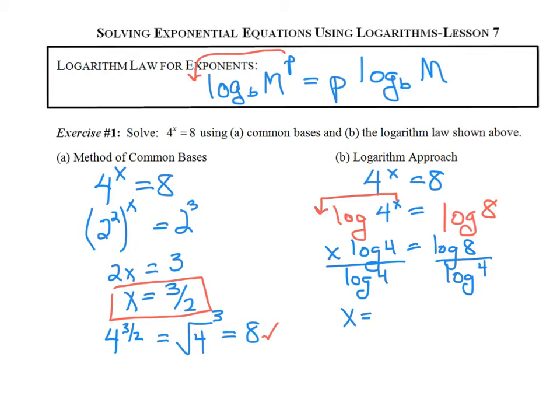When I do that, I see that my calculator gives me 1.5 for the answer, which of course is the same as the answer that I got previously when I used the method of common bases. So my answer is 3/2. So you'll see that with this approach, we don't have to have numbers on either side that can be written with the same base. So that's going to be an extremely useful tool for us, especially when we're solving application problems.